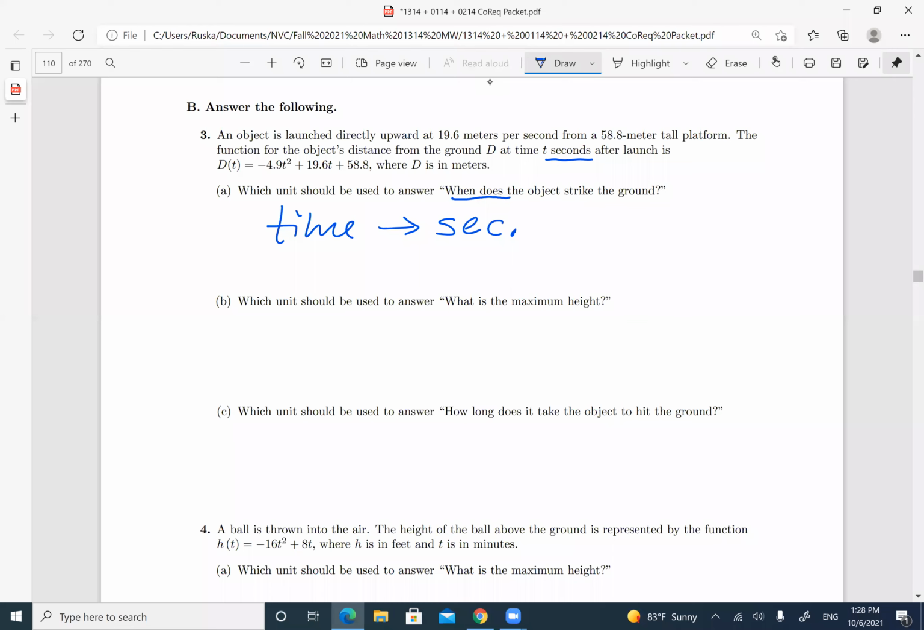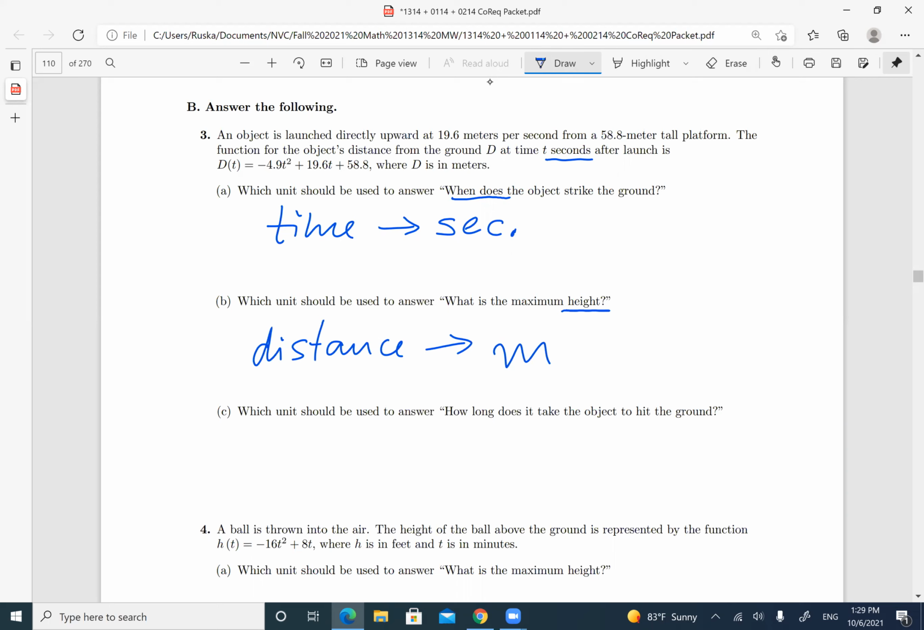Which unit should be used to answer what is the maximum height? What is the maximum height? Height is measured in what? Meters, that's right. And it's also distance, right? I'm going to put distance here, and distance is measured in meters.